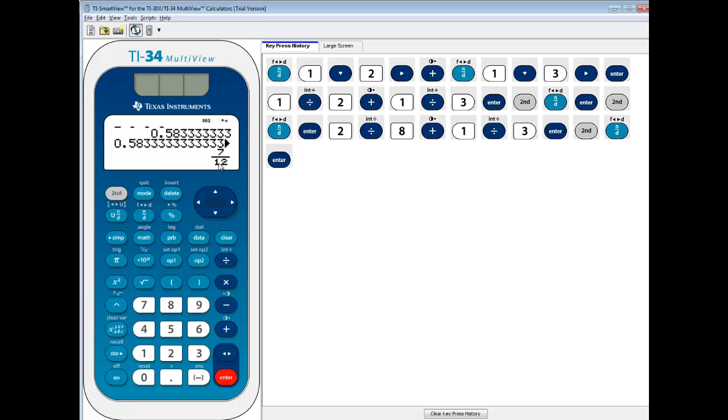Now remember what I said. I said our common denominator would be 24. The neat part about this calculator is it goes ahead and simplifies your fraction for you. So not only does it add them together or subtract them, but it also simplifies it. Now this was adding and subtracting fractions on a TI-34 MultiView.